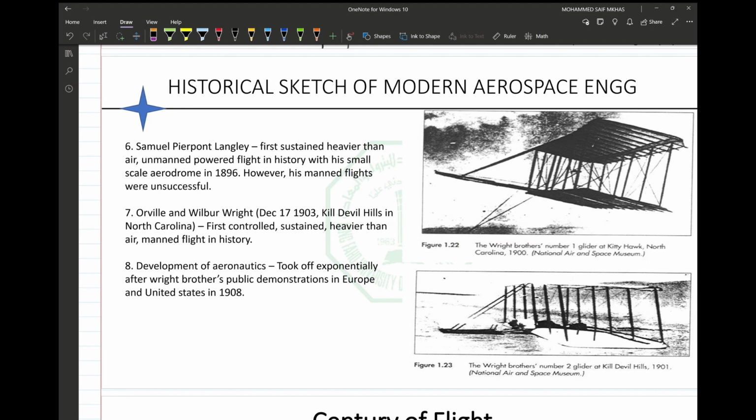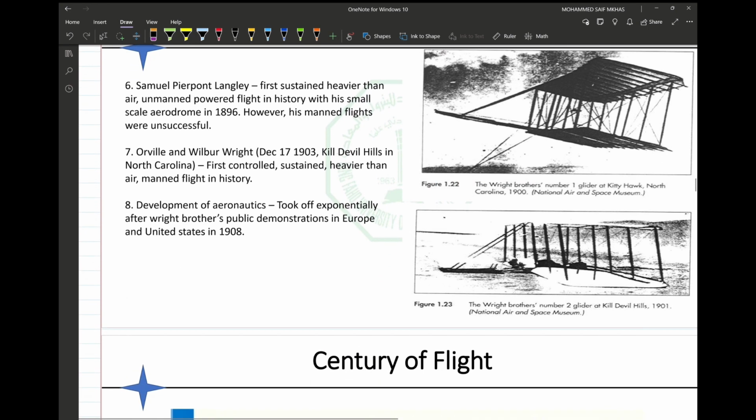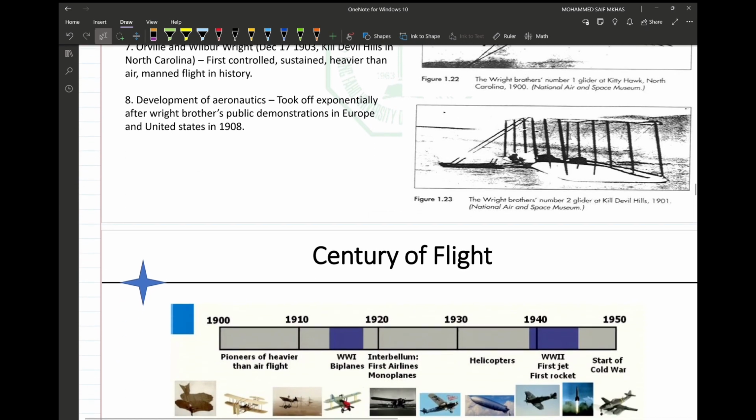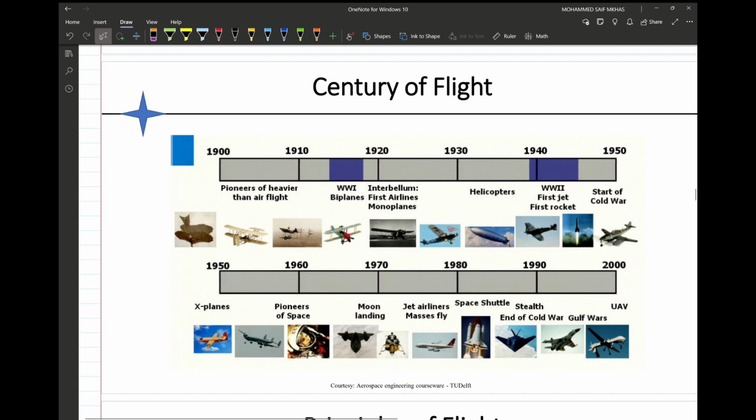And after all these innovations by all these scientists, we have developed our aeronautics until today, and it is under development as well. As you can see here, the development of the aerospace engineering sectors. We started from simple gliders, and we have made it to unmanned, fully controlled UAVs.